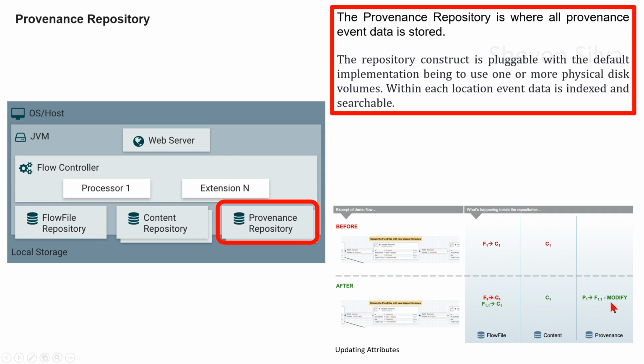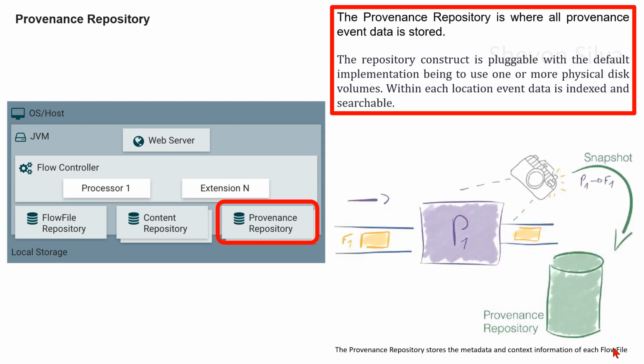And in Provenance, here you can see the Provenance repository stores the metadata and context information of each flow file. Every time a flow file is modified, NiFi takes a snapshot of the flow file, its content, and its context at this point. The name for the snapshot in NiFi is a provenance event. The Provenance repository records the provenance events.